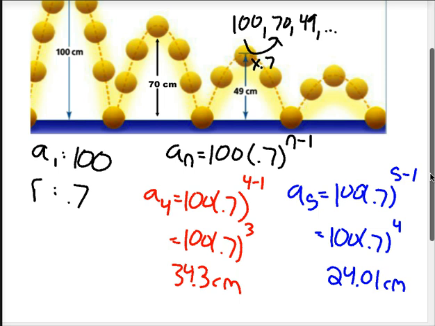Okay, so again, same thing. You find that first term, you find that R, the common ratio, and that gives you everything you need for your explicit formula to find future terms.